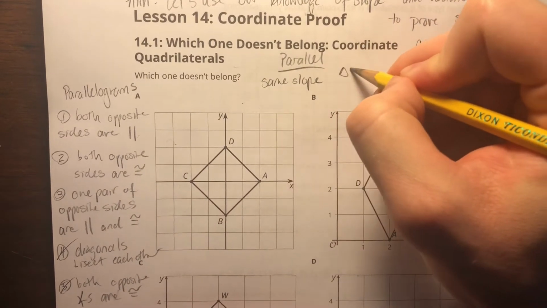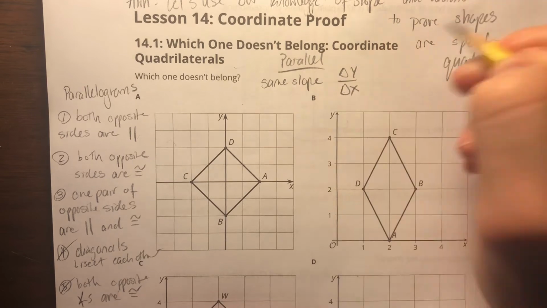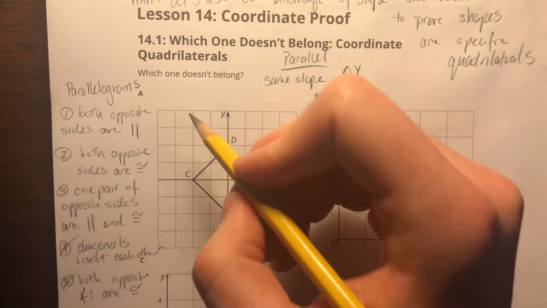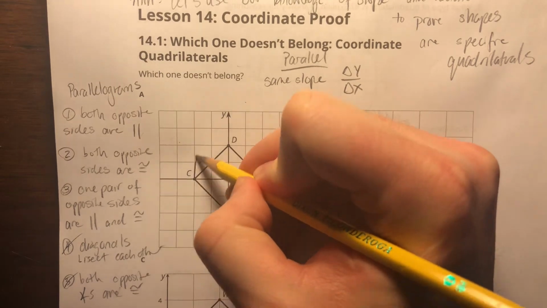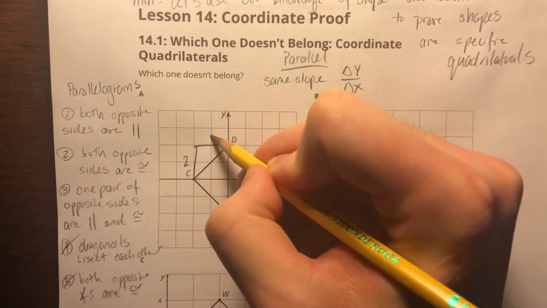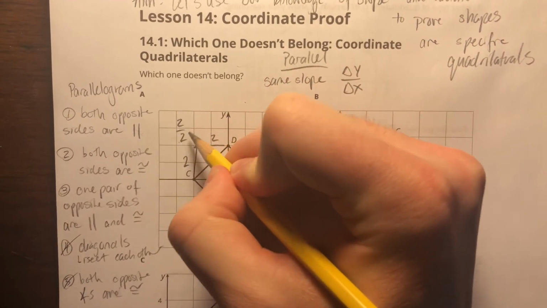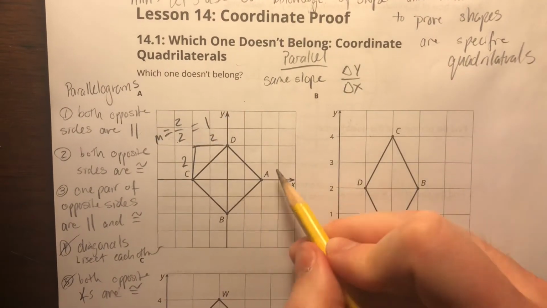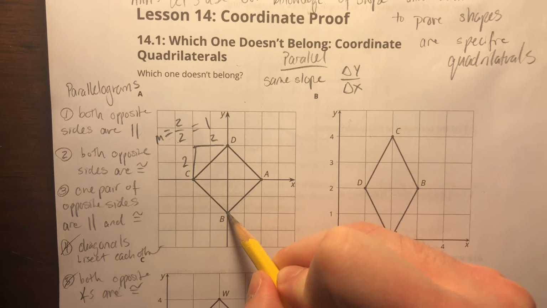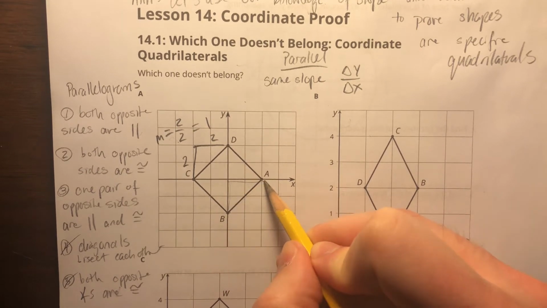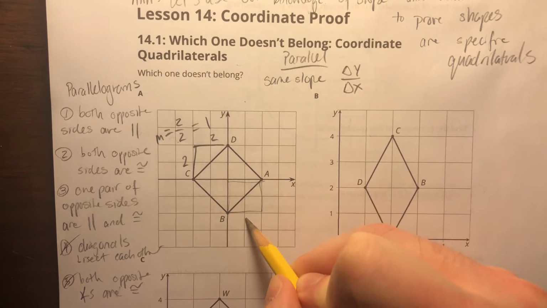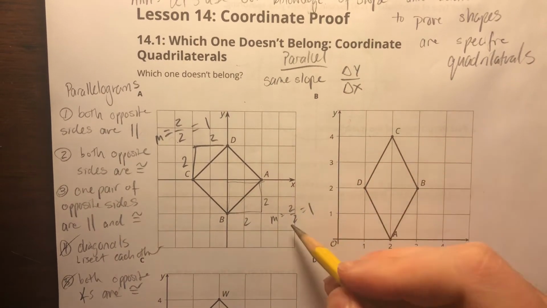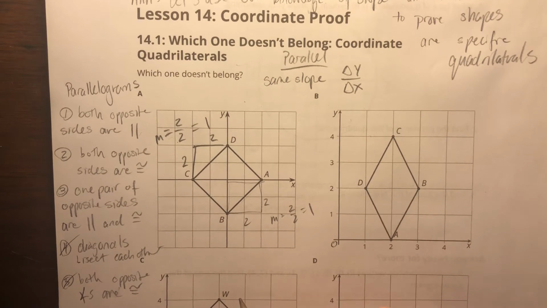So we're looking for change in y over change in x. For example, if I'm looking right here, CD, I can see my slope is up 2 over 2. So the slope is 2 over 2, or 1. Then I can see that AB is also up 2 over 2. So that slope is equal to 2 over 2, or 1. So these 2 sides we can say are parallel.